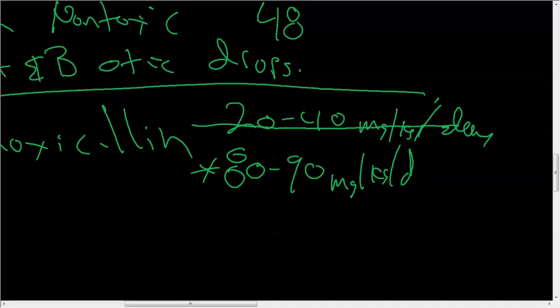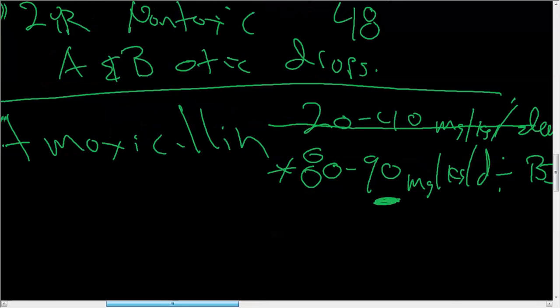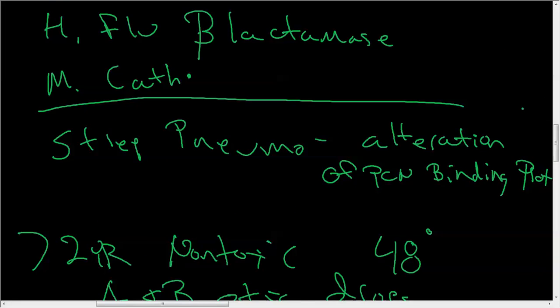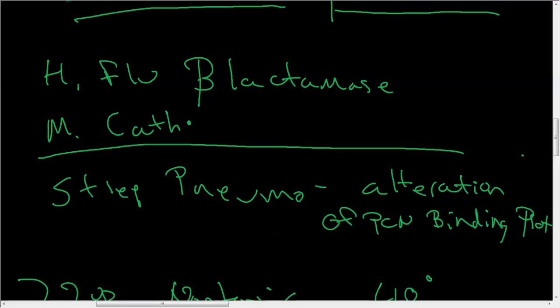Can be given or should be given in divided doses. Realistically, in the modern world, if you're going with 90 per kilo, there's a different position statement that recommends that you can go at 90 per kilo and divide it twice a day. So BID. That will cover your strep pneumo, and it'll cover your non-beta lactamase producing MCAT and H flu.